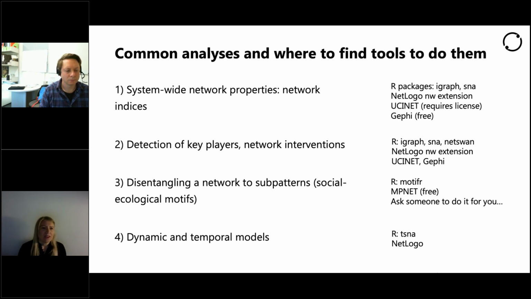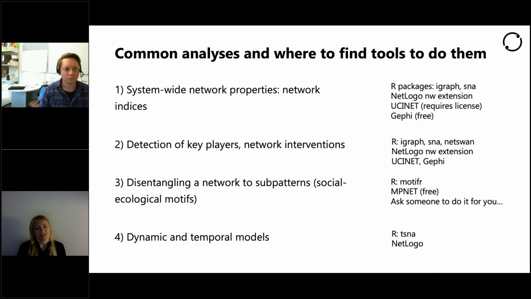So the most common analysis we do is to look at the system-wide network properties, as we did in the value networks. So these are network indices. For example, is the network highly connected? Is it clustered? How many connections on average do the nodes have? And this is quite simple, and it's really easy to do.